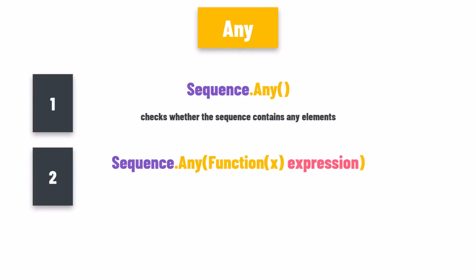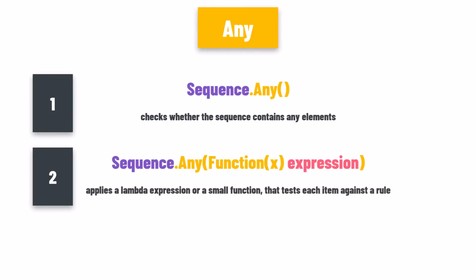It's great for quickly verifying if a collection is empty or not. It's very simple, the method after the sequence we want to check. The second overload applies a lambda expression or a small function that tests each item against a rule. If this function finds at least one item that says yes, or true, then Any returns true. In summary, the first overload simply checks for the presence of any elements in the collection, while the second overload checks for elements that meet a specific condition.